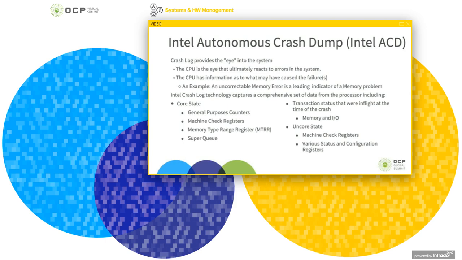Intel Crash Log technology captures a comprehensive set of data from the processor, including core state, which includes general purpose counters, machine check registers, MTRR, super queues, uncore information including transaction status of what was in flight at the time of the crash, including memory and I/O transactions, and detailed uncore state including machine check registers, various status and configuration registers.